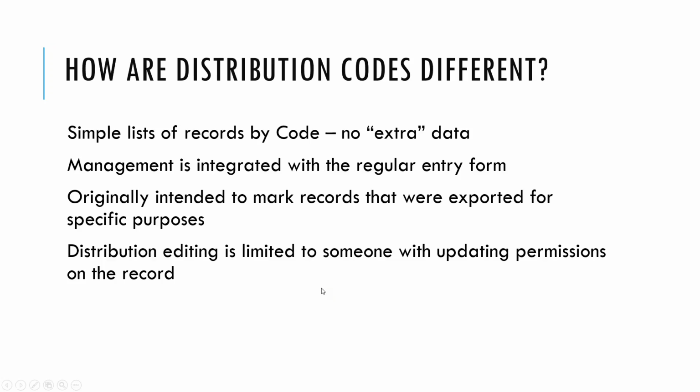You cannot edit distribution codes unless you have management permission on that record, which means that it's impossible for someone who doesn't have editorial permission to use distribution codes to make a list of other people's records, for example.